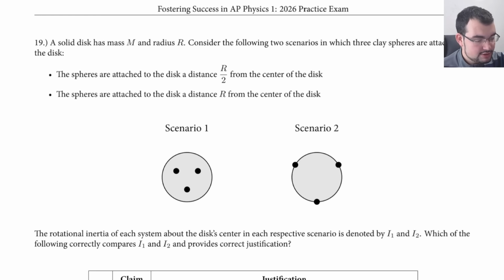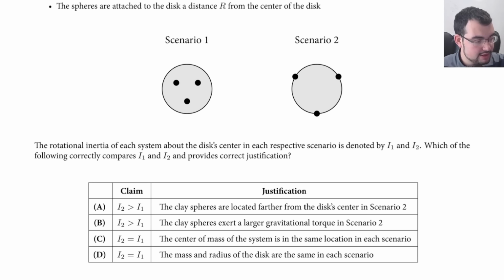All right, 19. This is a classic. Solid disk has mass m and radius r. We are going to put these sort of clay balls at different spots around the disk. Scenario 1, they're halfway out. Scenario 2, they're all the way out. We want to compare the rotational inertia of each system about the center of mass.